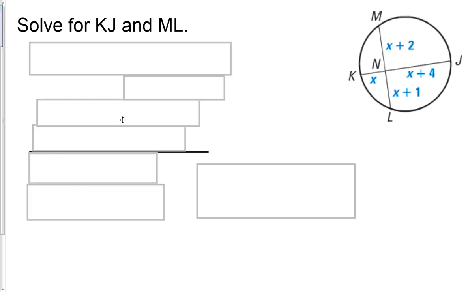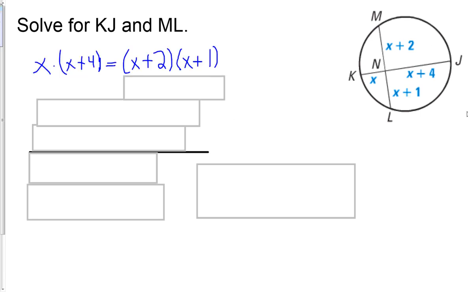Moving on, we've got solve for KJ and ML. Now, quite a few steps here because I've got sides of x plus 2, x plus 1 for chord ML, right? X plus 2 is this piece, x plus 1 is this piece, and then pieces x and x plus 4 for KJ. So how this works is it's going to be x plus 2 times x plus 1 equals x times x plus 4. And then we're going to multiply these out.